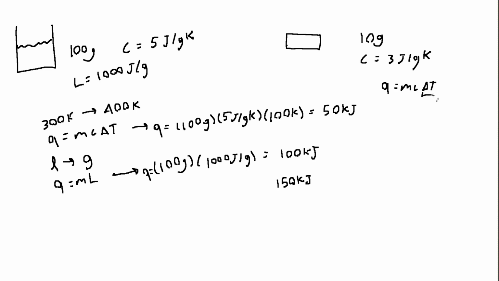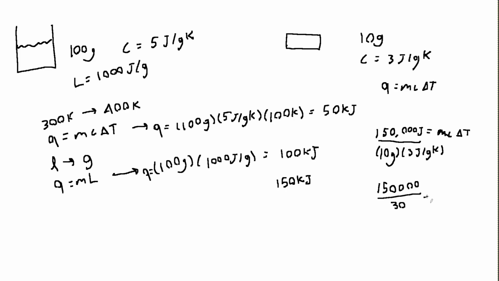But we're actually looking for ΔT. We're not looking for Q. We know Q. Q is 150 kilojoules, or 150,000 joules. So 150,000 joules equals MCΔT. Let's move this over here and get the 150,000 joules over MC, or over 10 grams times 3 joules per gram Kelvin, equals ΔT. And so we get 150,000 divided by 30 equals ΔT. And so ΔT is 5,000 Kelvin.